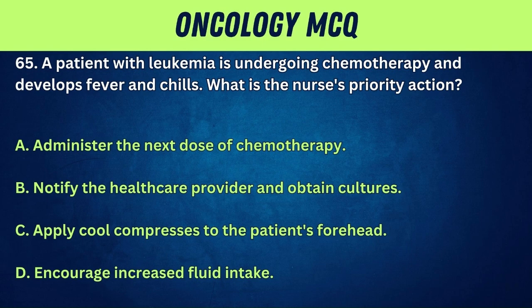65. A patient with leukemia is undergoing chemotherapy and develops fever and chills. What is the nurse's priority action? A. Administer the next dose of chemotherapy. B. Notify the healthcare provider and obtain cultures. C. Apply cool compresses to the patient's forehead. D. Encourage increased fluid intake.